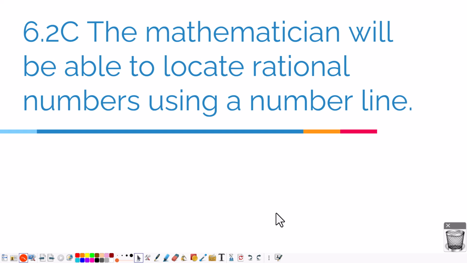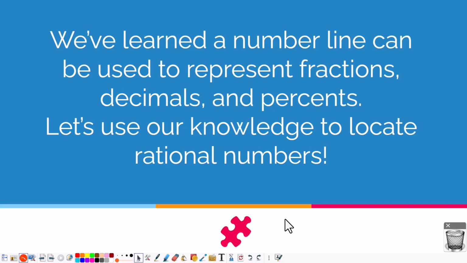Okay, the mathematician will be able to locate rational numbers using a number line. So today we're going to order some rational numbers. We learned a number line can be used to represent fractions, decimals, and percents. Let's use our knowledge to locate rational numbers.